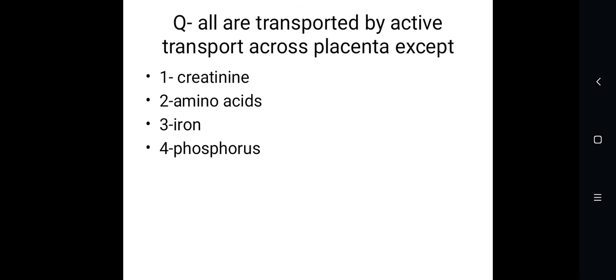Amino acids, yes, they are transported from maternal to fetal side by active transport. Iron, phosphorus, calcium and water soluble vitamins, they are all transported from maternal to fetal side by active transport. So, the answer in this question is creatinine.